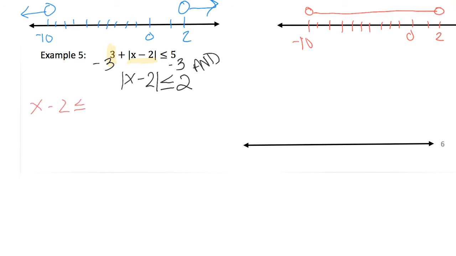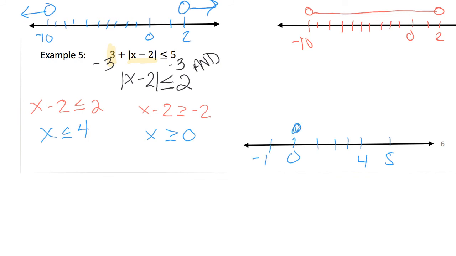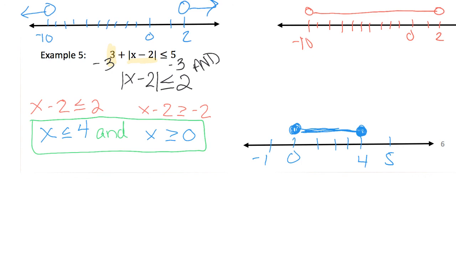x minus 2 less than or equal to 2. x minus 2 greater than or equal to negative 2. Solve. x is less than or equal to 4. x is greater than or equal to 0. Graph. Okay, 5, negative 1. Closed circle at 0 going in. Closed circle at 4 going in. So now that's what our answer should look like. And we should have the word and in between here. Okay, so now that's our answer.